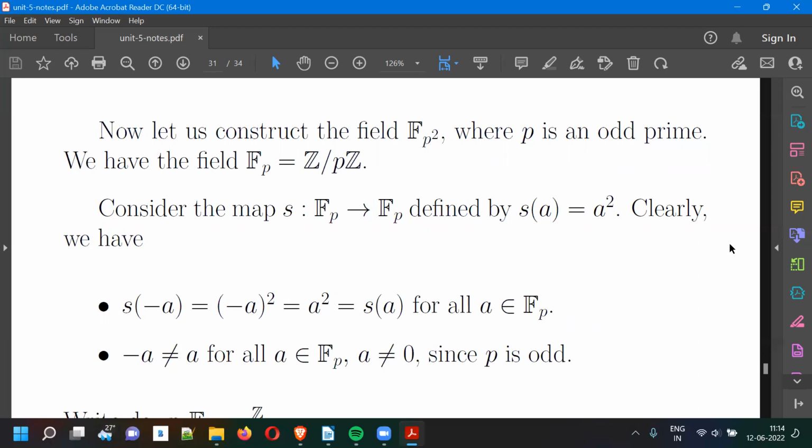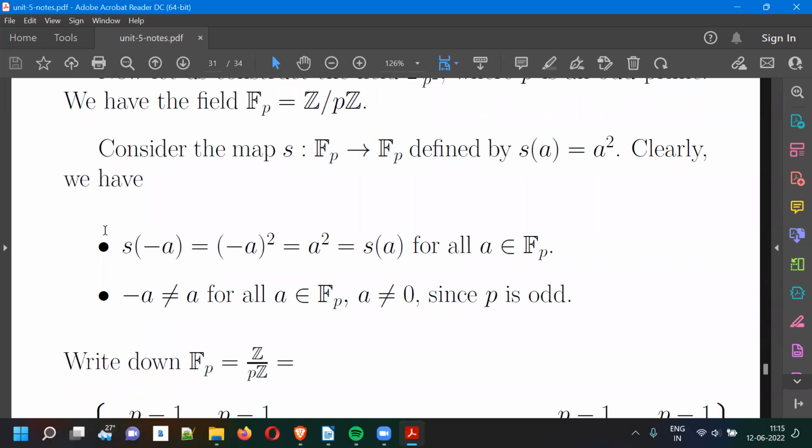In order to do that, we will consider this map, which I call S, which is the squaring map. It takes the square of all elements. The squaring map from Fp to Fp is defined by S of a is equal to a square. Well, we know that S of minus a, which is minus a whole square, is equal to a square. That is S of a, right? S of minus a equal to S of a.